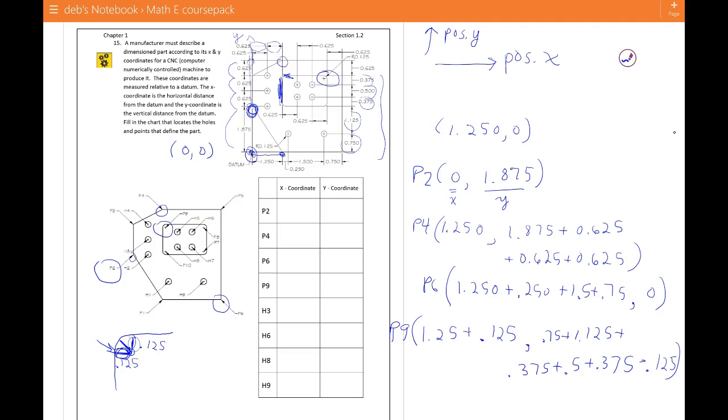And I'm thinking you can find the rest, but let me know if you still have questions. Most of the other points seem like they're pretty straightforward about how to find them on the drawing. So let me know if you still have questions and I'll be happy to do more of these.